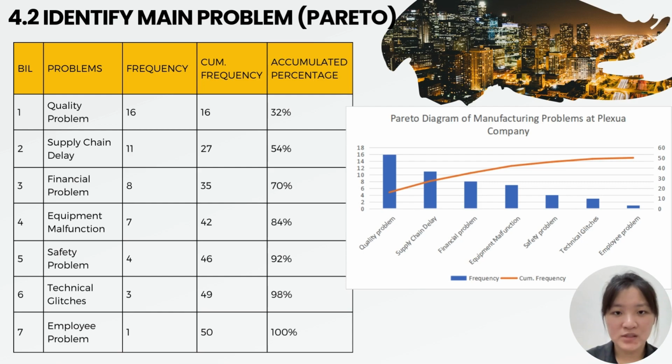Next, the following problem is equipment malfunction, accounted for 40% of the problems. This category included situations of mechanical failures and maintenance problems that disrupt the manufacturing process.